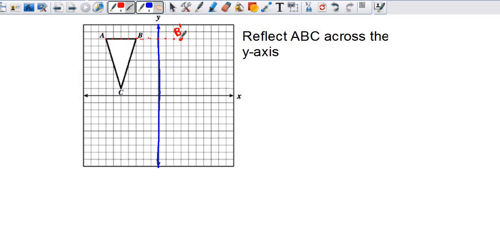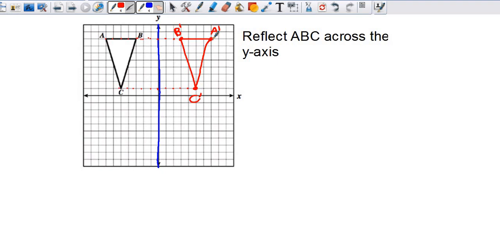So 1, 2, 3, 4, 5, 6, and 7. That would be our new A, right? And then we also have to do C. We go to the left 1, 2, 3, 4, 5, which means we have to go to the right 1, 2, 3, 4, and 5. And that's our new C. And if we draw it, it should be the same exact image, just reflected.